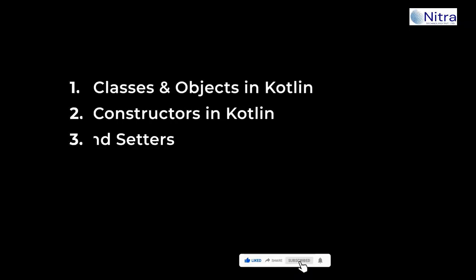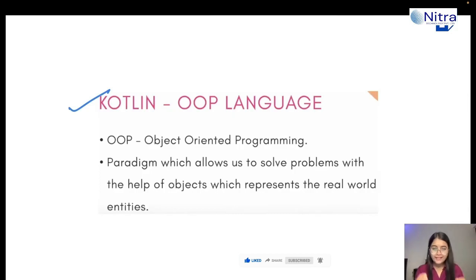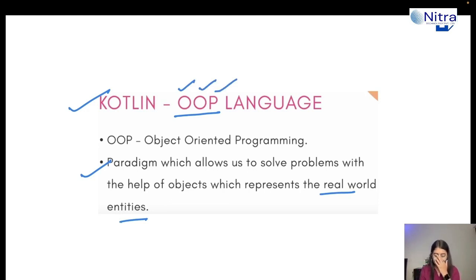Classes and objects in Kotlin. Kotlin is an OOP language, an object oriented programming language, and it is a paradigm which allows us to solve problems with the help of objects, which represent real world entities. In such languages objects play a very significant role, and classes and objects are an integral part of such programming languages.